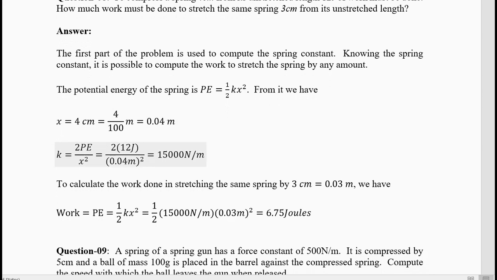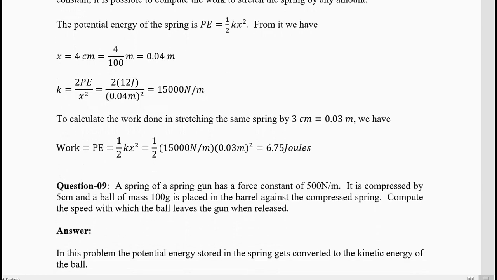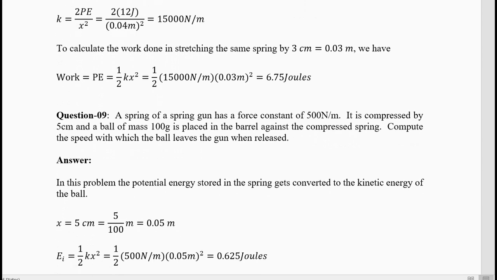K equals 2PE divided by x square, 2 into 12 divided by 0.04 square. You will get 15,000 newtons per meter. To calculate the work done stretching the same spring by 3 centimeters: 3 centimeters is equal to 0.03 meters. We have half kx square, where x is 0.03 meters. Half into 15,000 into 0.03 square, you will get 6.75 joules directly.